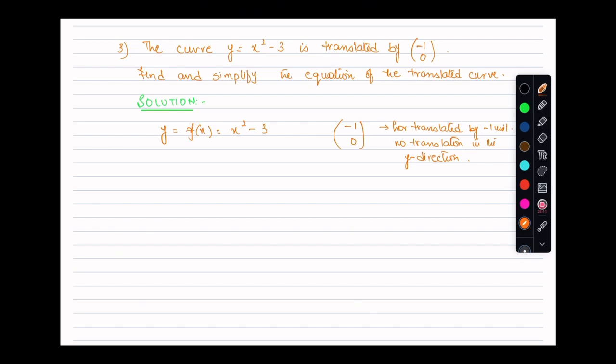By changing the sign, I will say the translated function should be (x plus 1) the whole squared minus 3. Simplifying it further, this is x squared plus 2x plus 1 minus 3, and the transformed function has the equation x squared plus 2x minus 2. So this is how we can form the transformed equations after certain transformations.